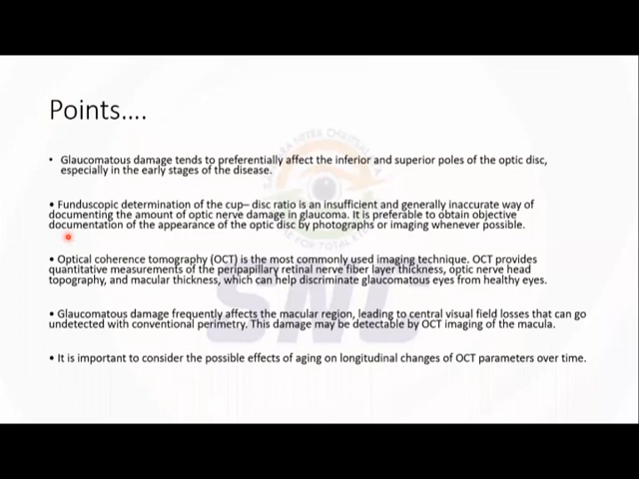Next summary points. The glaucomatous damage tends to preferentially affect the inferior and superior parts of the optic disc, especially in early stage disease. And fundoscopic determination of the cup disc ratio is an insufficient and generally inaccurate way of documenting the amount of optic nerve damage in glaucoma. It's preferable to obtain objective documentation of the appearance of the optic disc by photograph or imaging.